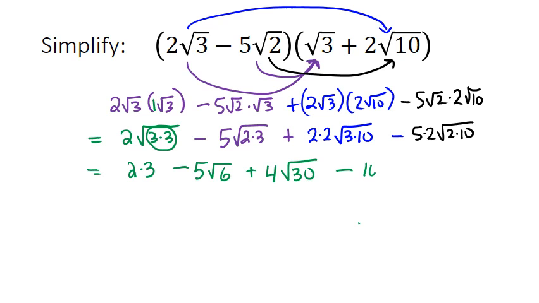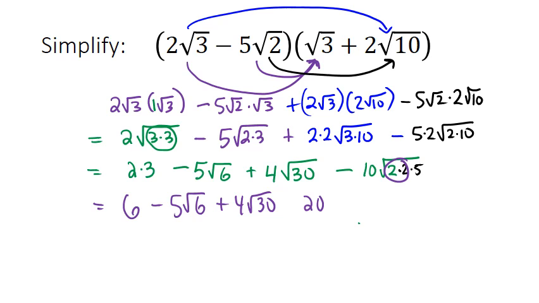Here's where we actually need to do a little work. 10 is 2 and 5. So we have the 2, and then 10 is 2 and 5. So we're actually going to break out a radical there. So we have 6 minus 5 root 6 plus 4 radical 30. And the last thing we have negative 20 root 5.